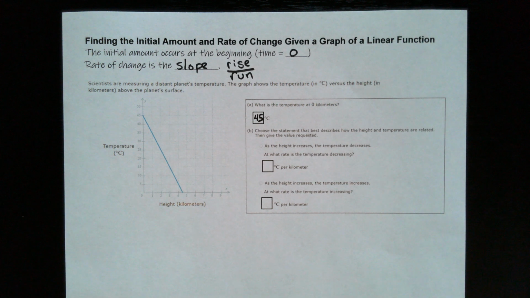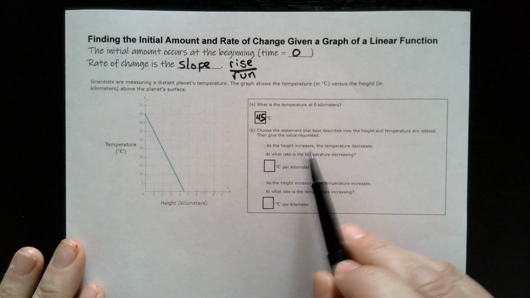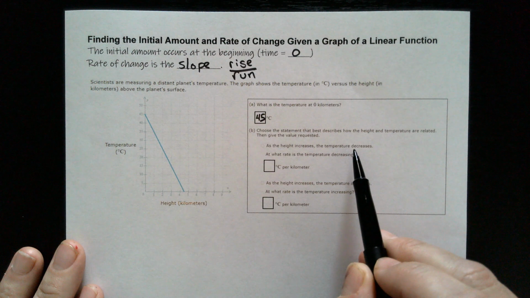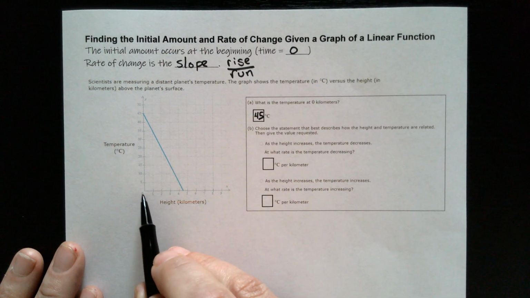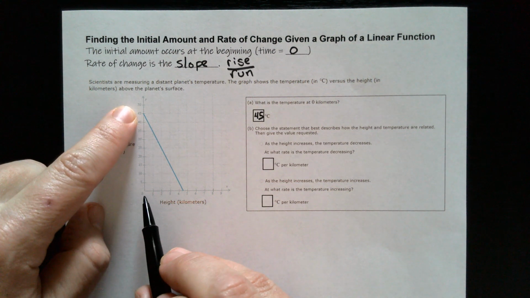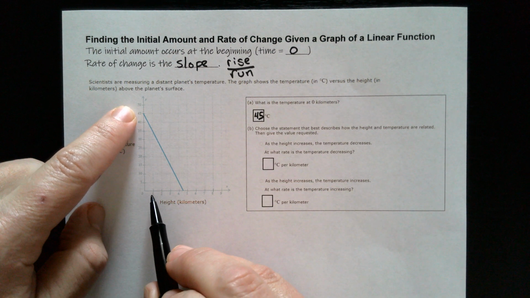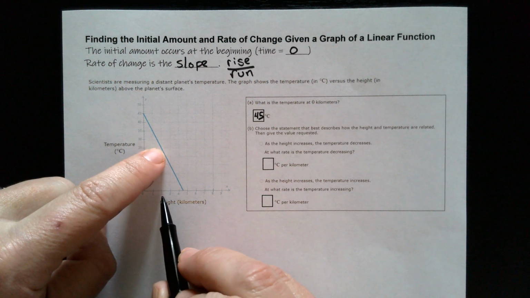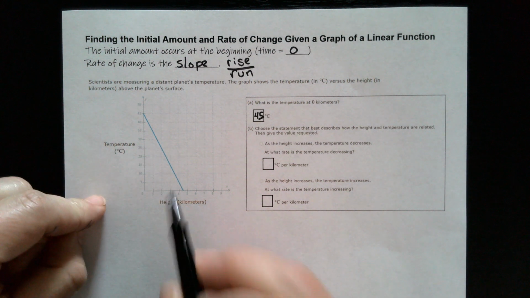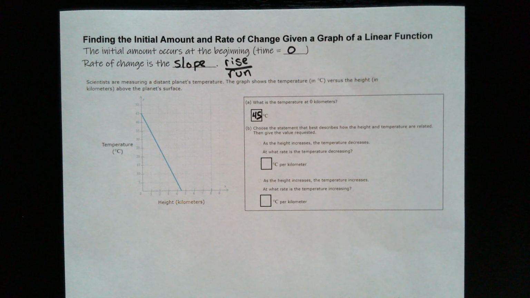Okay, and now it says choose a statement that best describes how the height and temperature are related, then give the value requested. The first one says as the height increases, the temperature decreases. Let's see if that's true. If we start at 0, the temperature is 45. If we move to 1, or actually let's move over to 2, the temperature is 25. We move over to 4, the temperature is 5. So yeah, as the height gets bigger, the temperature is decreasing.